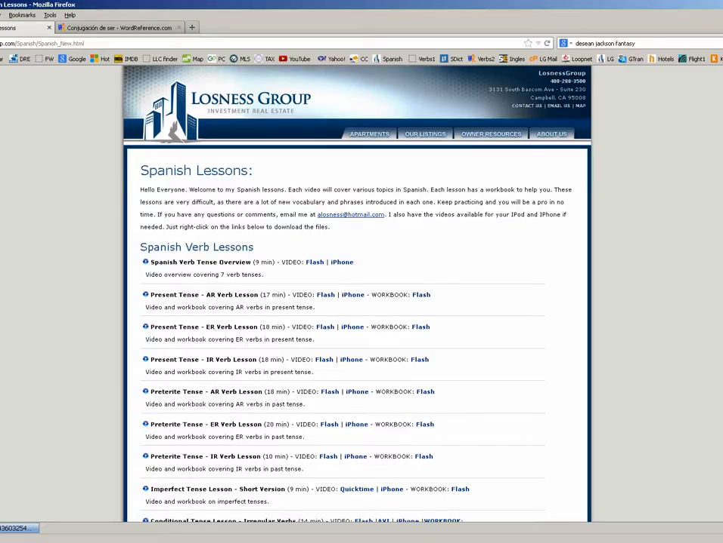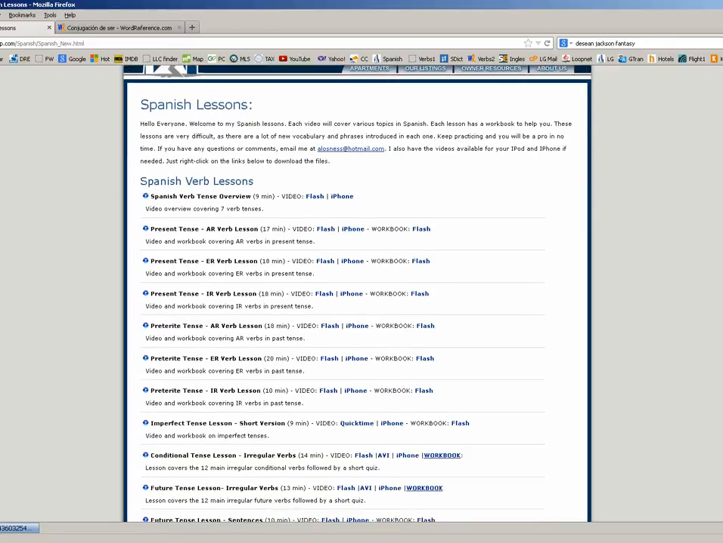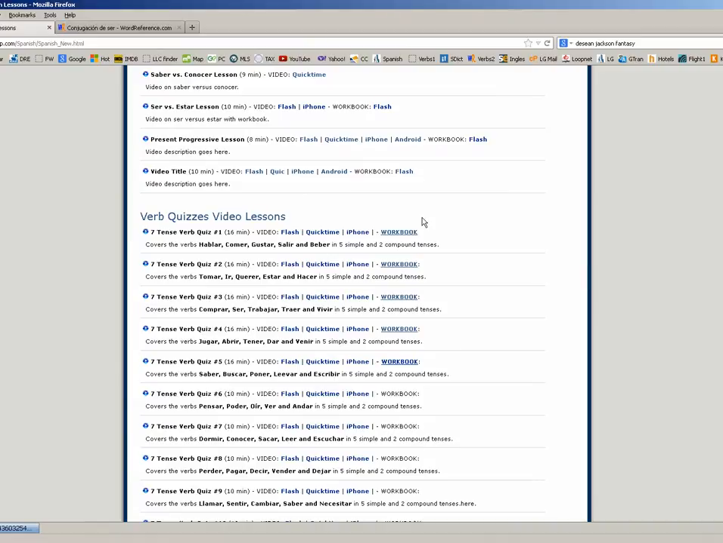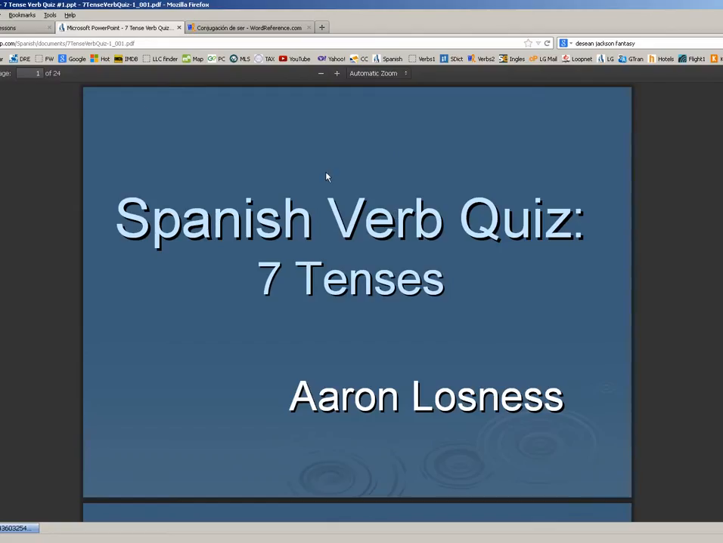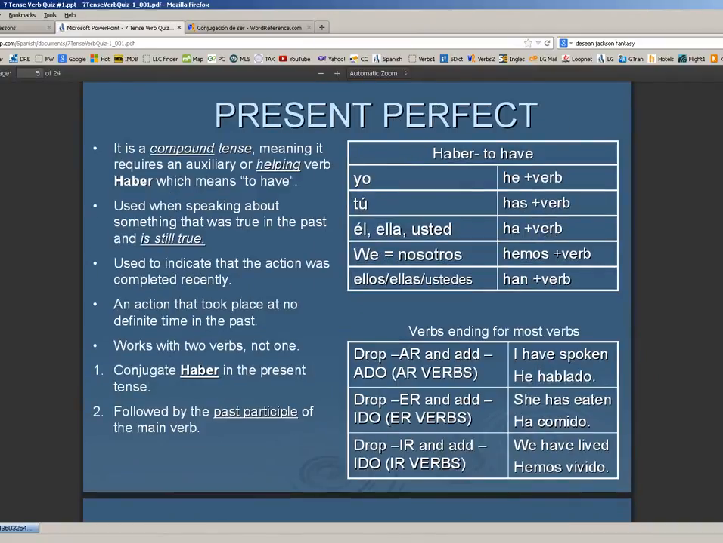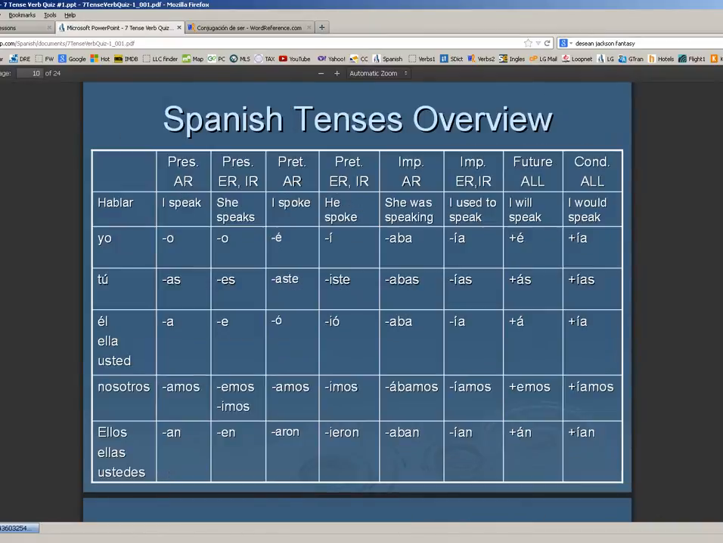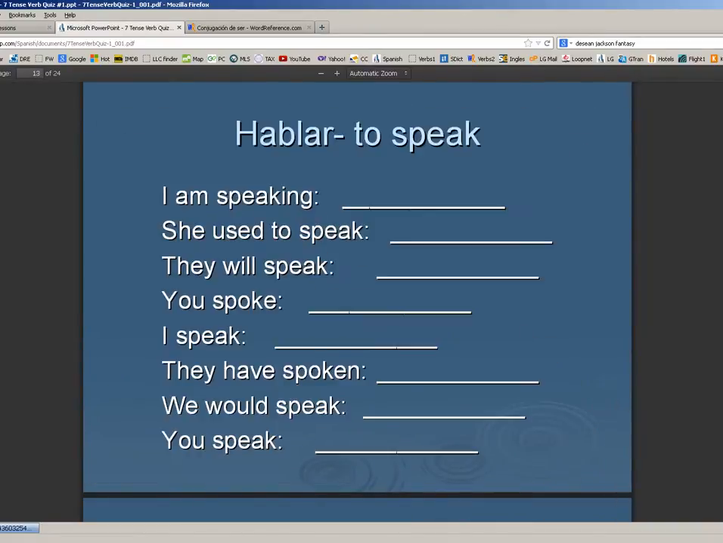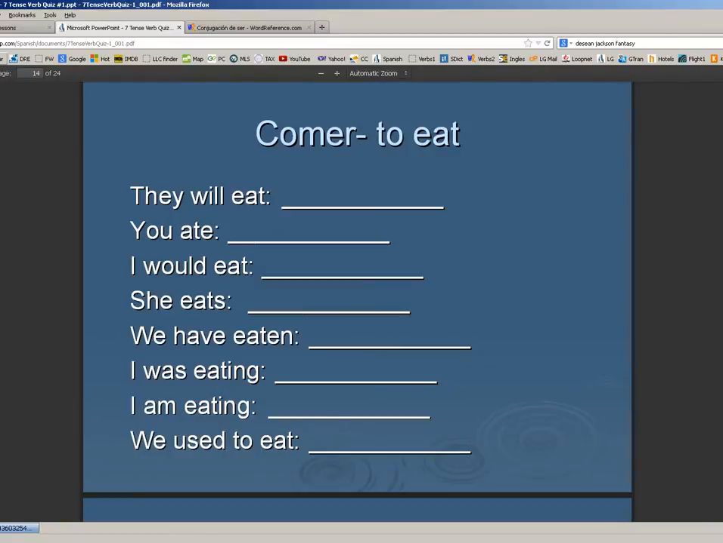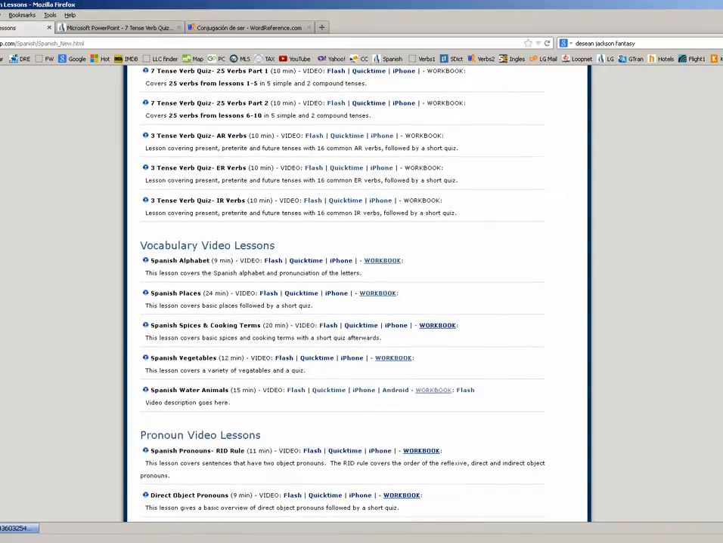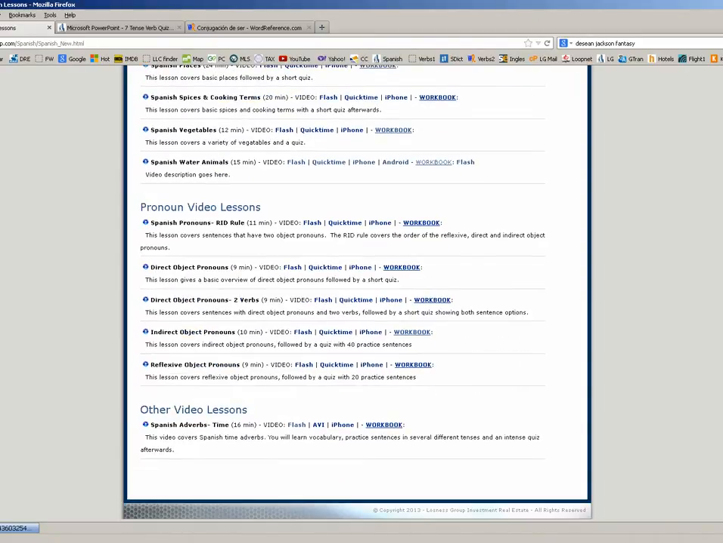So here it is. You can see it covers a lot of tenses. There's also a lot of quizzes. So, for example, this is a quiz regarding 7 different tenses. Unlike the 3 we just learned right now, this one covers present progressive, present perfect, imperfect, conditional. Also, it gives you different verbs you can practice with. And then also there's pronouns, there's vocabulary, there's adverbs.